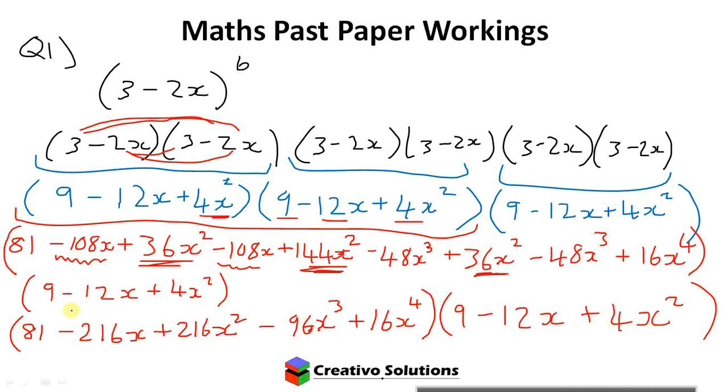So next line. Okay, so I'm first going to go with 81. 81 times 9 doesn't give me an x squared or an x to the 3. Ignore it. 81 times 12x doesn't give me an x squared or an x to the 3. Don't want it. 81 times 4x squared does give me an x squared. So what is 81 times 4? 81 times 4 is 85. No, that's plus. 81 times 4 is 324.